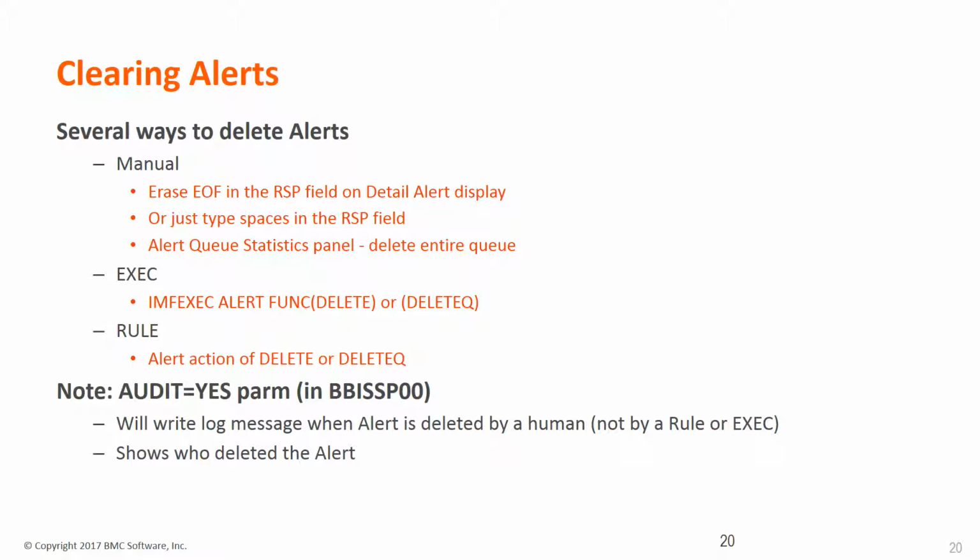There are several ways that we can remove the alerts from the display. Most commonly, people will do it manually by simply typing blanks in the field next to the alert to the left of it. But you can also do so using an exec or a rule. Now, if you've specified audit equals yes in your parameters when you defined AutoOPERATOR, it'll write a message to the log that'll indicate that it was deleted by a user. It'll also indicate which user it was that deleted it.